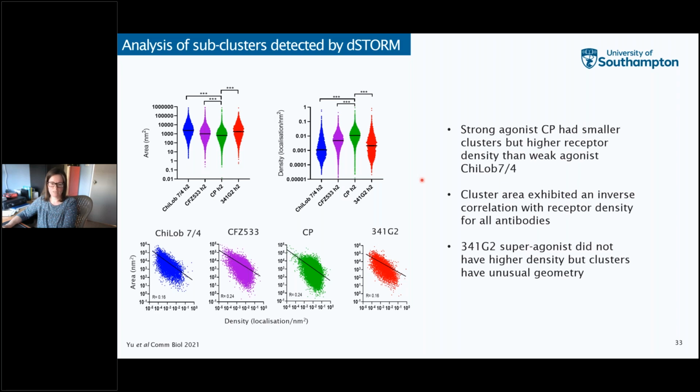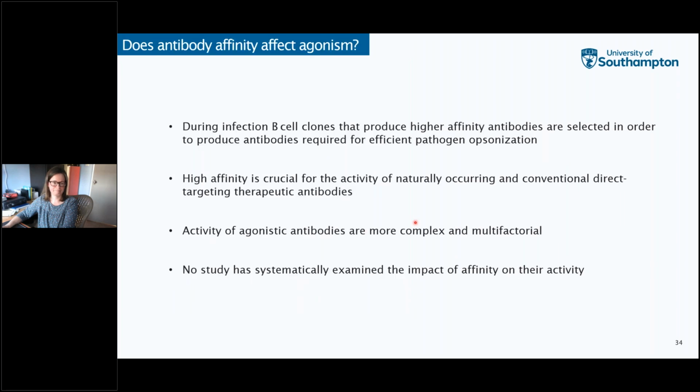Given the complexity of TNFR signaling, it's likely that multiple factors, including the cluster number, their size, their density, and their superarchitecture, all have a bearing on their agonistic activity.